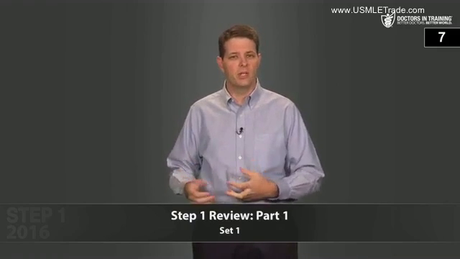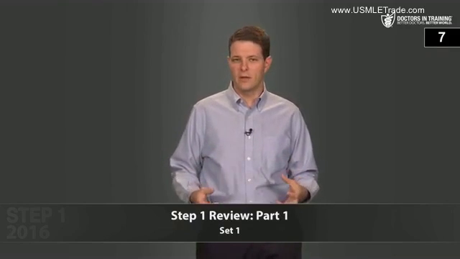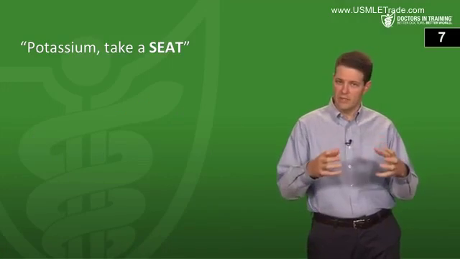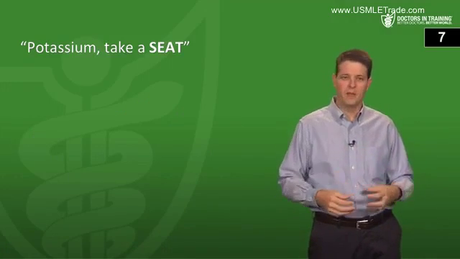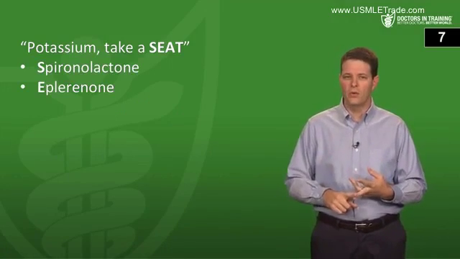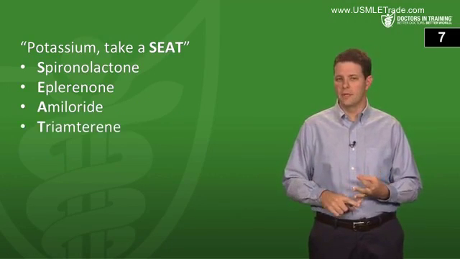Next, while thiazide and loop diuretics are known for wasting potassium in the urine, there are other diuretics that conserve potassium. So which diuretics are these? Well, these are called the potassium-sparing diuretics. So instead of allowing the body to lose potassium in the urine, these diuretics help to block the excretion of potassium so that it sticks around. And the mnemonic we have for this is potassium, take a seat, because you want that potassium to stay put. Take a seat. And SEAT, S-E-A-T, stands for spironolactone, eplerenone, amiloride, and triamterene.